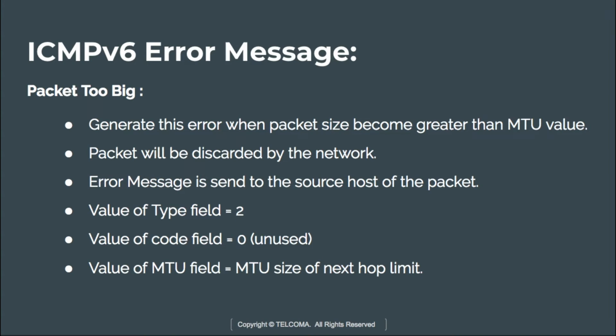Here the packet will be discarded by the network and an error message is sent to the source host, or the source generator of the packet. The type field is equal to 2, the code field is equal to 0, that is unused, and the value of the MTU field is the MTU size of the next hop. So these are the various features of the packet too big error message.